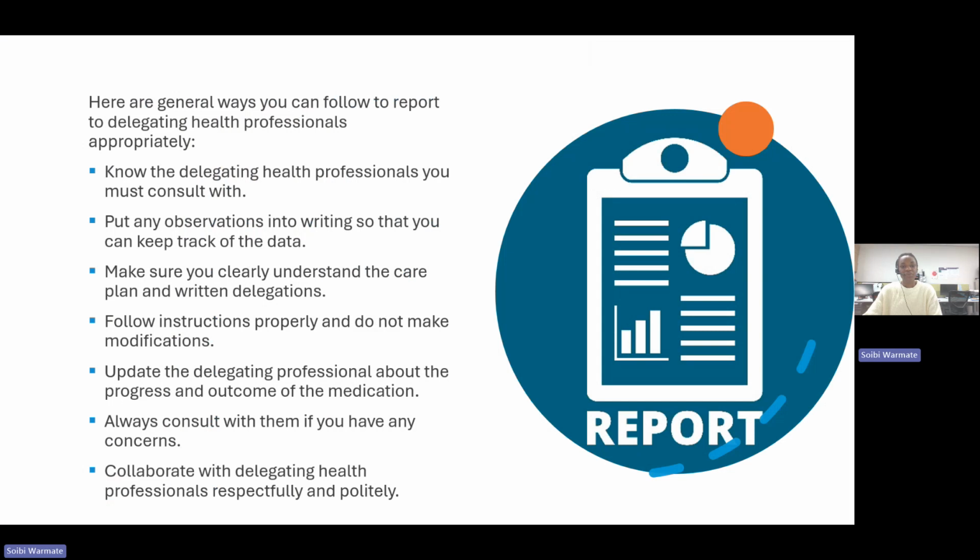Here are some general ways you can follow to report to delegating health practitioners appropriately. First of all, know the delegating health practitioner you must consult with. Put all observations into writing so that you can keep track of data. Make sure you clearly understand the care plan and written delegations. Follow instructions properly and do not make modifications.